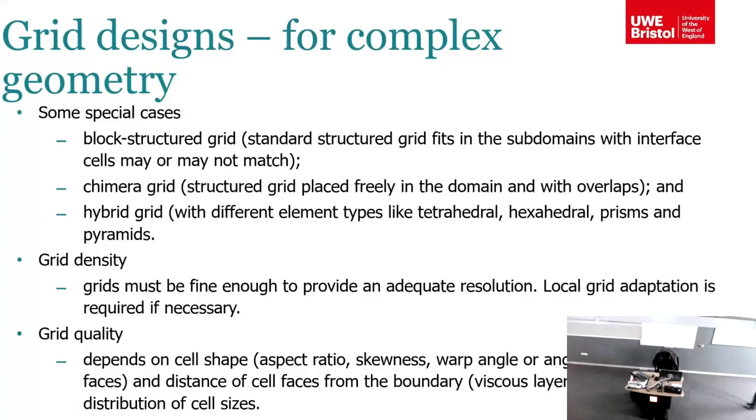Then you can have what are called block structured grids, chimera grids and hybrid grids. Even in our problem, you can have two areas where you have two types of grids if you wanted to. For example, if you have a complex area, in a hybrid grid you can use tets in the complex area and hexes in the other area. So you can have a structured and unstructured hybrid grid.